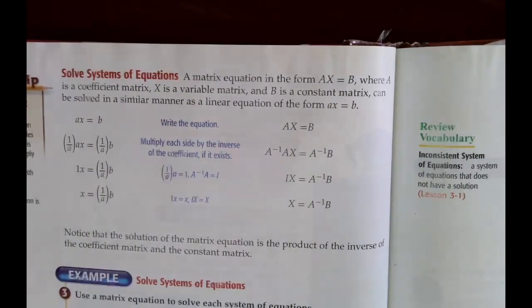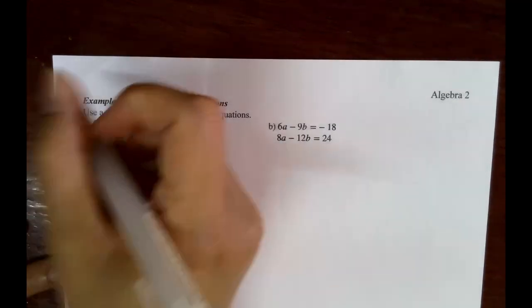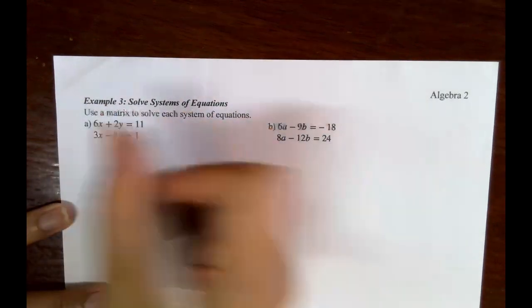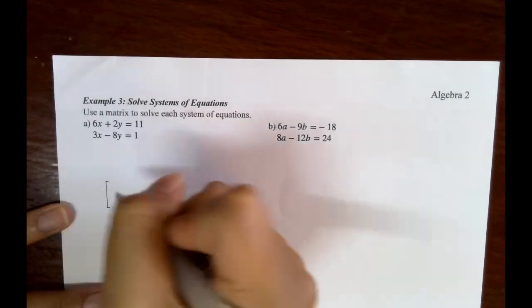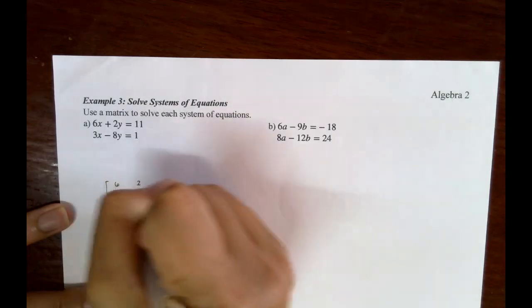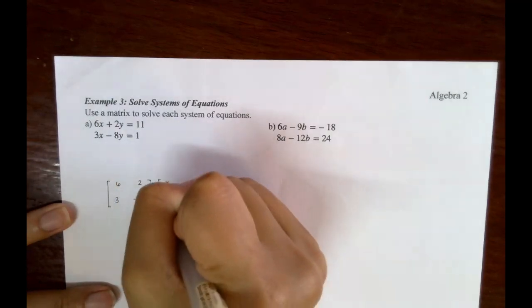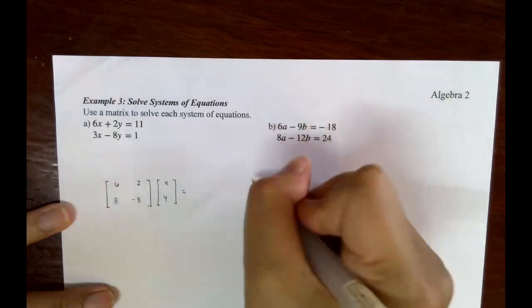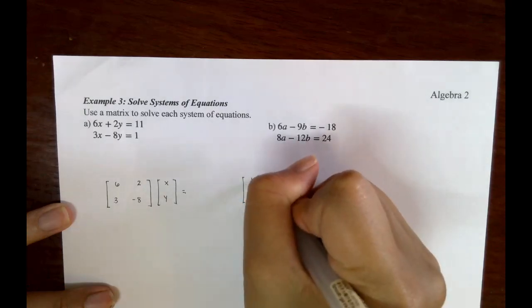Okay, so now let's get started. Okay, so the first thing I'm going to do is I'm going to rewrite this into our matrix equation. Okay, so I'm going to do, let's write it down a little. 6 times, 6, 2, 3, negative 8. And then x, y. Okay, I'm going to leave some space later to put my inverse in. And then this is 11 and 1.